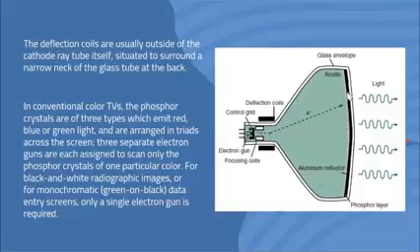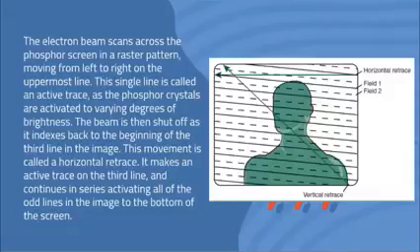So, what happens to your electrons once it reaches the phosphor layer? The electron beam scans across the phosphor screen in a raster pattern. When we say raster pattern, it moves from left to right on the uppermost line. This single line is called an active trace as the phosphor crystals are activated to varying degrees of brightness. So, that is it. Okay? So, this is the TV screen itself. Okay? You are the viewer.